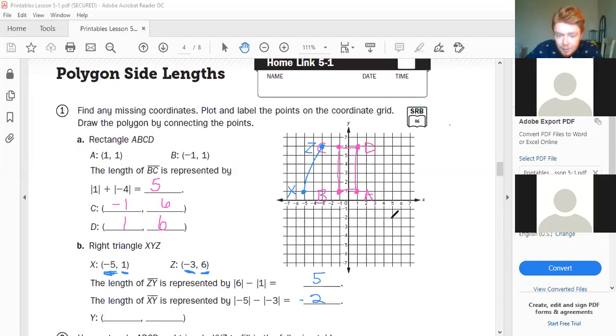That's a big triangle, but that's what it looks like. Sorry, ZY. Z to Y is going to be to the 5. So Z to Y is positive 5, so we're going to go to the 5. And then X to Y is the negative 2, which will be right here. So we're going to go down, boom, right there.